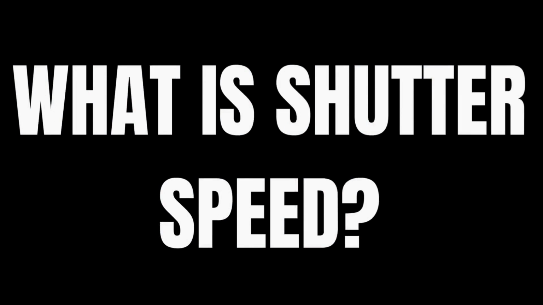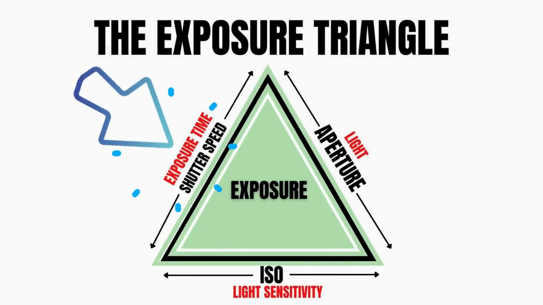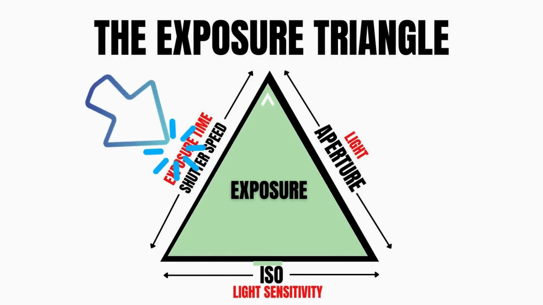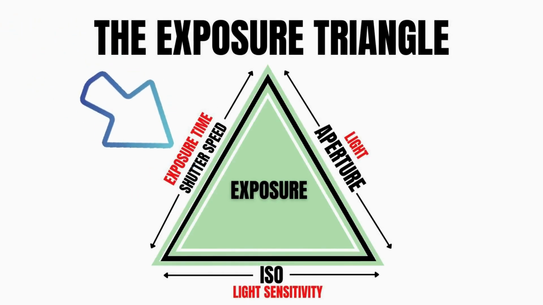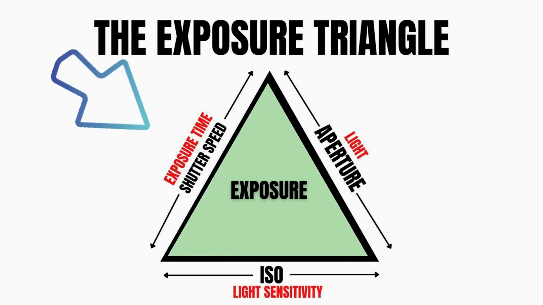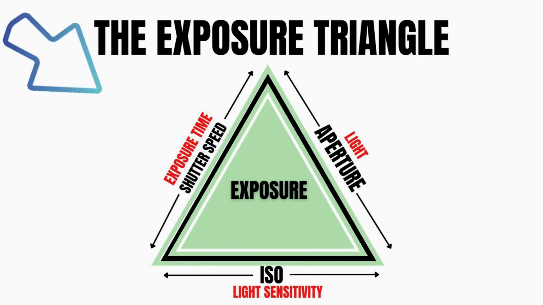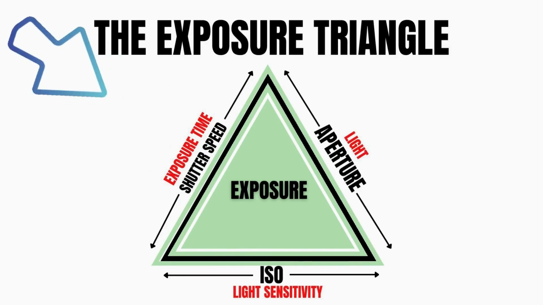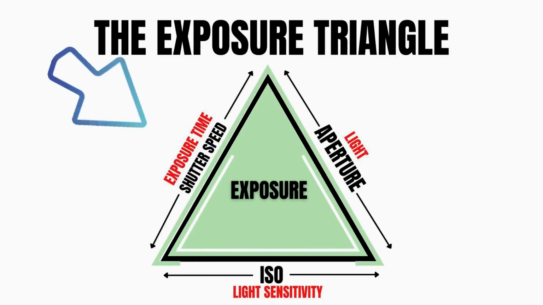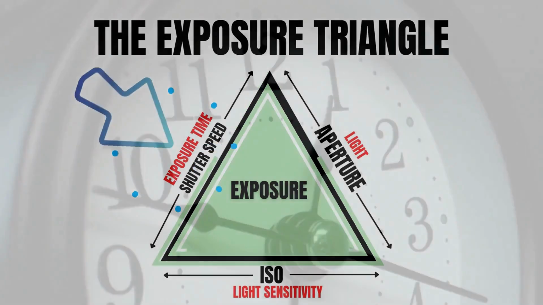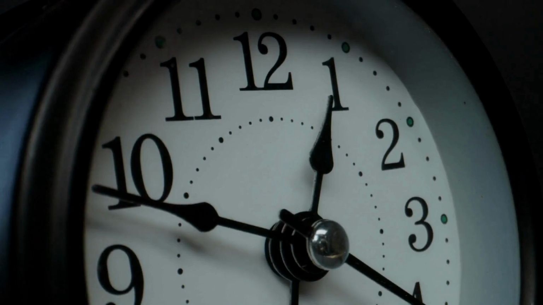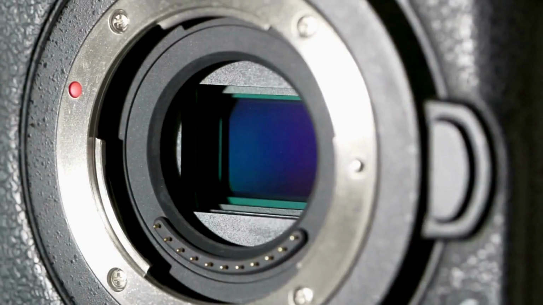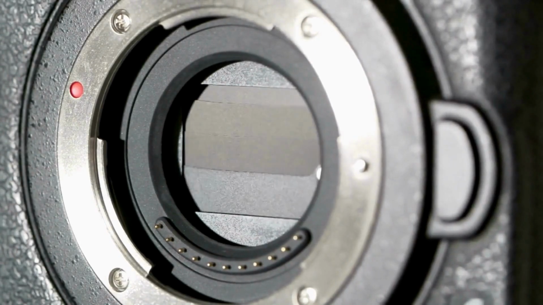Well, what is shutter speed? Shutter speed is 1/3 of the exposure triangle, and the exposure triangle is a very fundamental term that fully explains how shutter speed, aperture, and ISO all work together to create a correctly exposed photograph. Shutter speed is also the length of time the camera shutter remains open while taking a photograph.